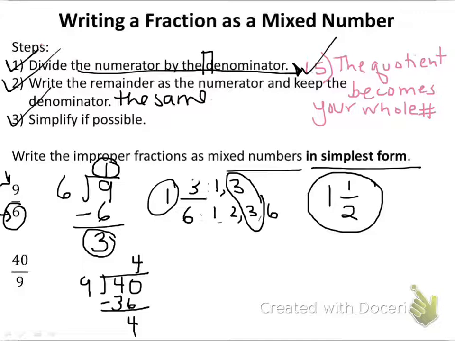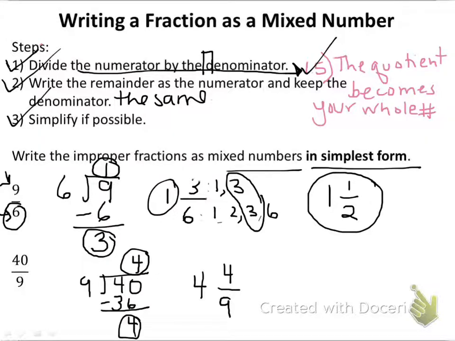Next, we're going to do step 1.5. The quotient becomes our whole number. In this case, our quotient is 4, so our whole number is 4. Step 2, write the remainder as the numerator. So our remainder is 4, and we're going to write that as our numerator. And that goes up here. And then our denominator stays the same, and our denominator was 9. So we're going to keep it as a 9.